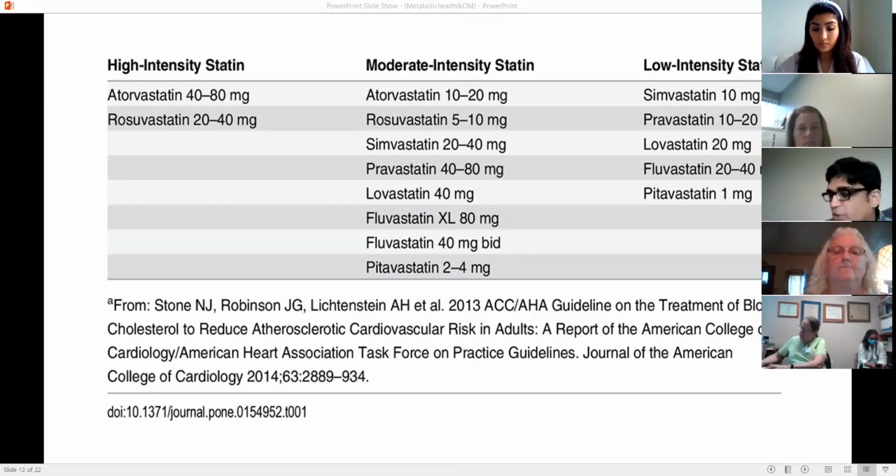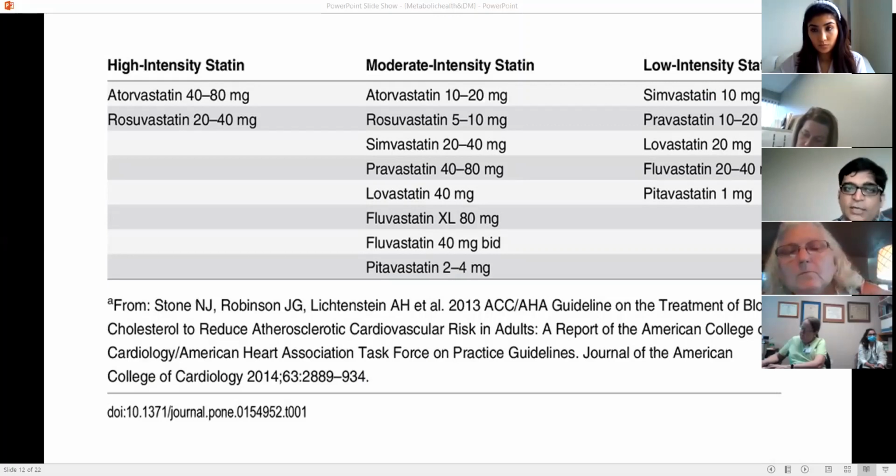So patients who have never had any heart disease, but whose 10-year risk that you've just calculated is more than 7.5, should be on a high intensity statin. So remember these two agents and remember the doses. Higher doses: 20 and 40 on the rosuvastatin and 40 and 80 on the atorvastatin.